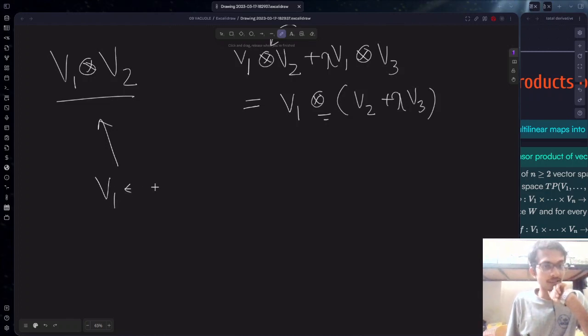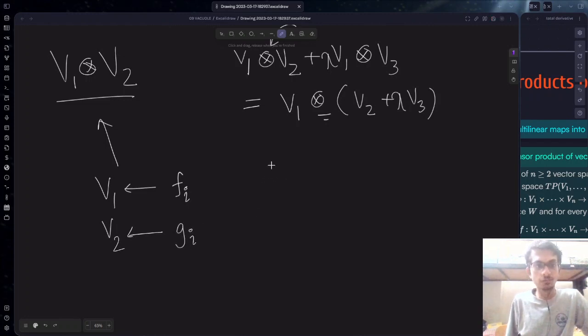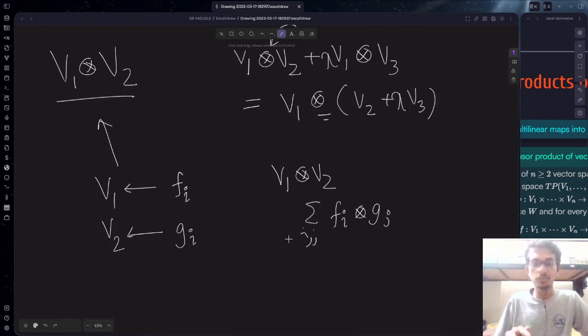Let's say I have a basis for V1 which goes f_i, and a basis for V2 which goes g_j. Then a basis for V1 tensor product V2 would have to be f_i tensor product g_j for all i, j. So f_1 tensor product g_2 is not the same as g_2 tensor product f_1, because tensor products don't commute.